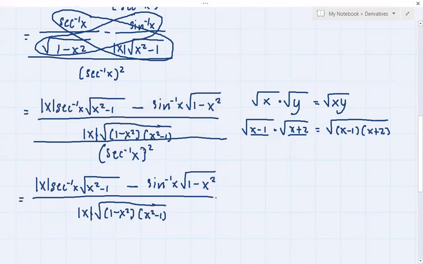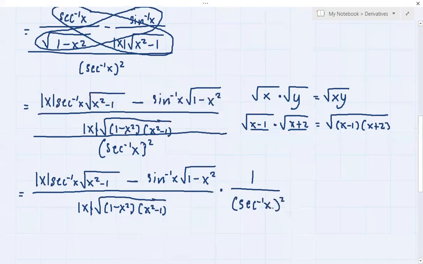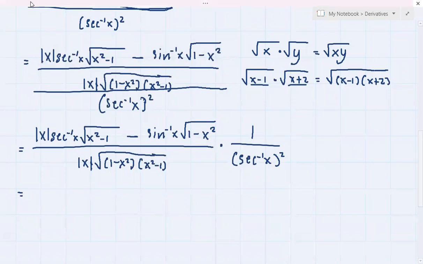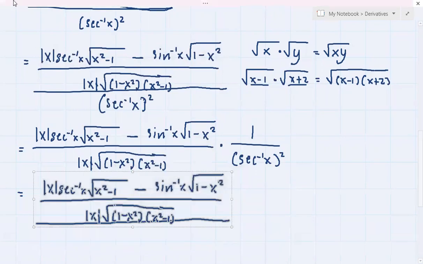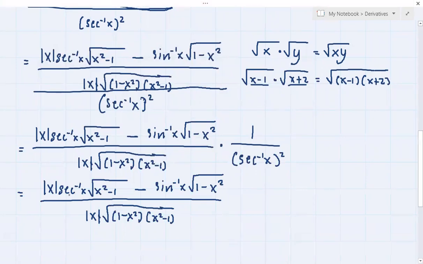Alright? Then times 1 all over arc secant squared. So multiply them together, ang maging resulta niya ay ganito. You will have absolute value of x times arc secant times the square root of x squared minus 1 minus arc sine x times the square root of 1 minus x squared all over the absolute value of x times the square of arc secant x times the square root of quantity 1 minus x squared times quantity x squared minus 1. O, diba? So, that's how you do it, basically.